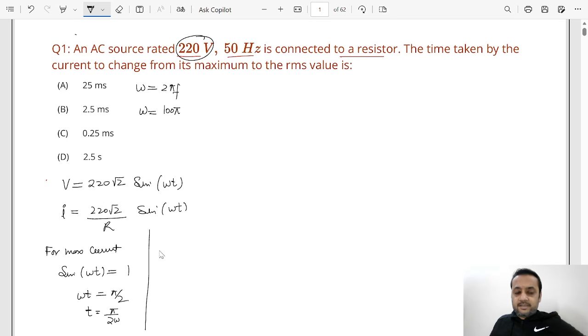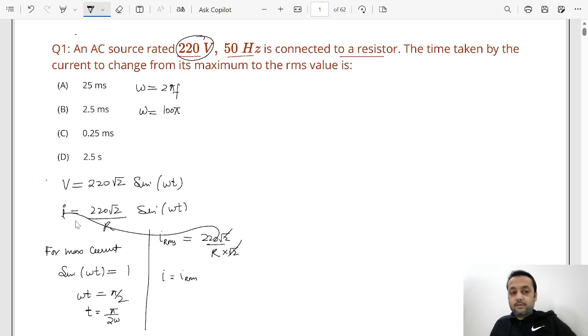Then when will the current be RMS? So this is the peak current, 220 root 2 by R. Peak divided by root 2 will give you RMS. So root 2 will get cancelled, and this is the RMS current, 220 by R. So we want the current value to become equal to RMS. I should be equal to IRMS. This is what we want.